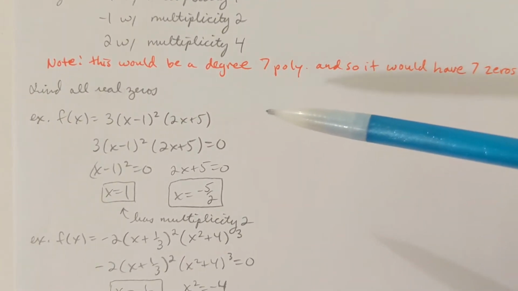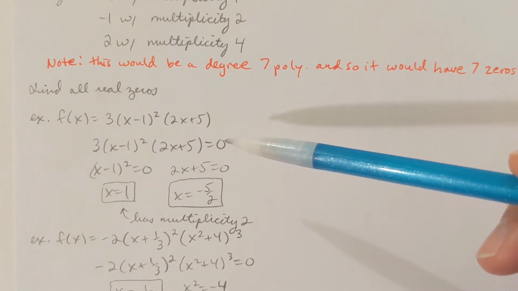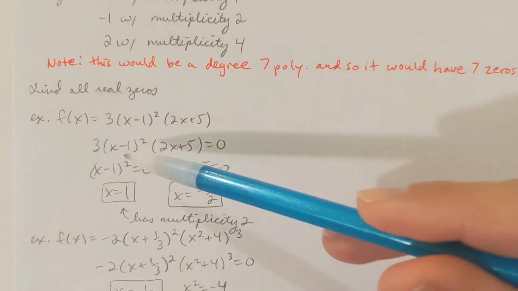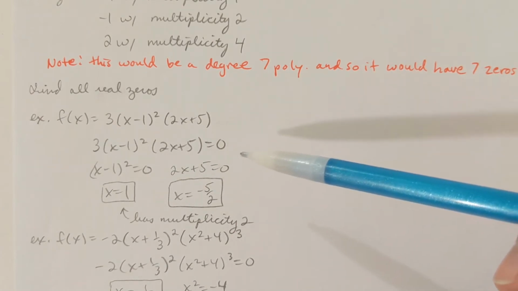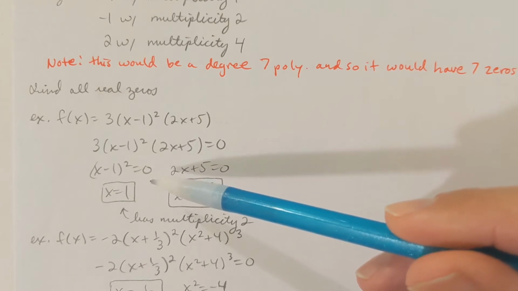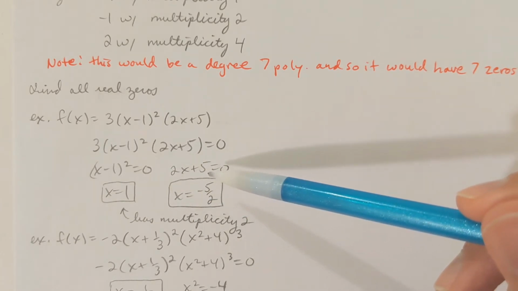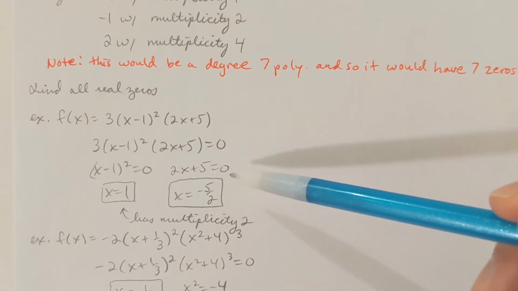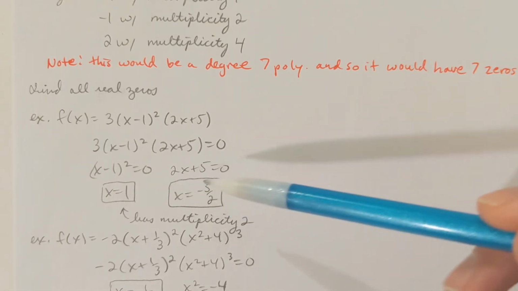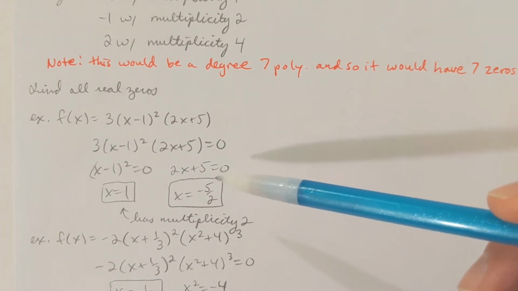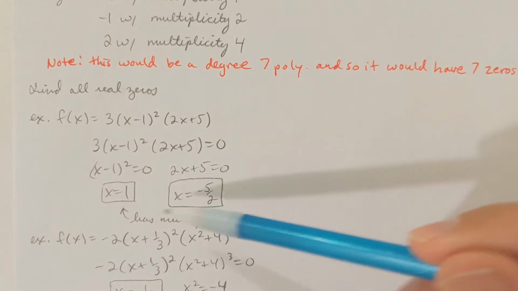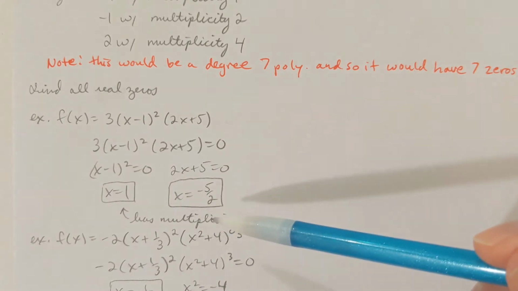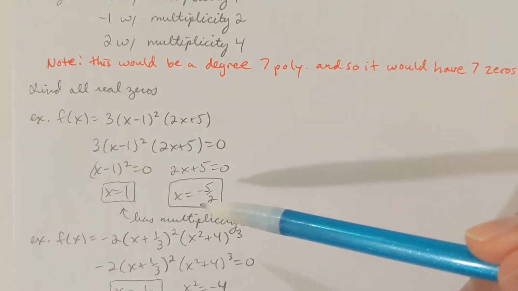Let's find all the real zeros. f of x equals 3 times x minus 1 squared times x times 2x plus 5. Okay, 1 is a 0 that has multiplicity 2 because its factor is seen twice. So all in all, I've got 3 zeros, not 2. Okay, I've got 3 zeros.